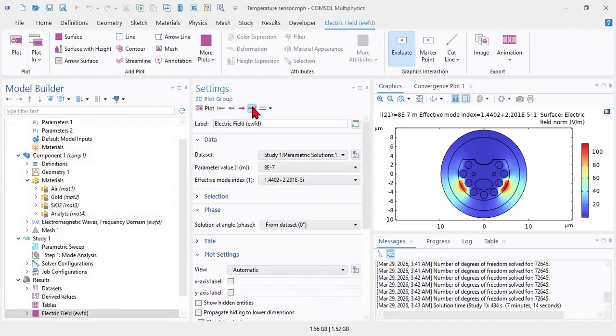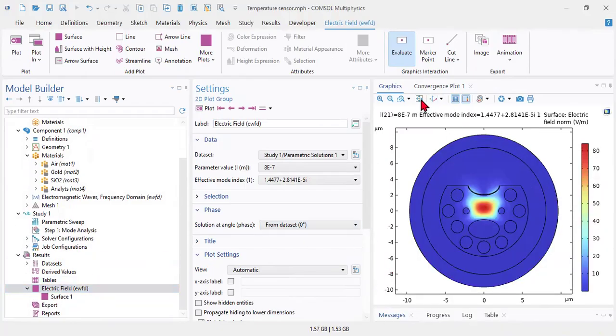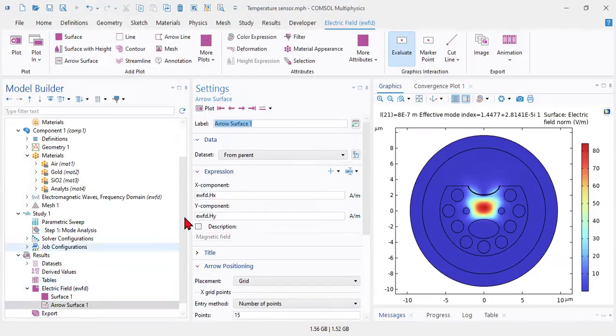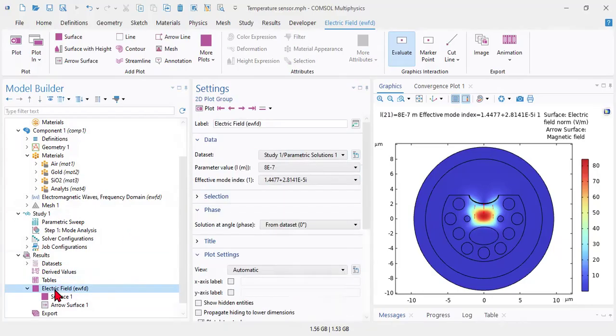I got more results. To get the results, we need an arrow surface. Make sure that in the arrow surface you select from the present, and in the surface you also have to select from the present. Then you can work from the electric field. Okay, so this is the y polarized mode.